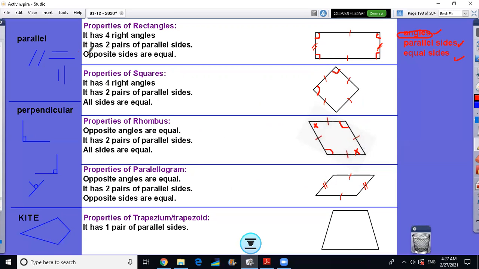Rectangle and squares angles are exactly the same. It has four right angles. Rhombus and parallelogram, exactly the same. Opposite angles are equal. Opposite angles are equal in rhombus and parallelogram, but squares, all the four angles are equal and they are right angles. Okay, mister, that's very easy about the angles. Leave the trapezium alone. Okay, so what about the parallel sides?